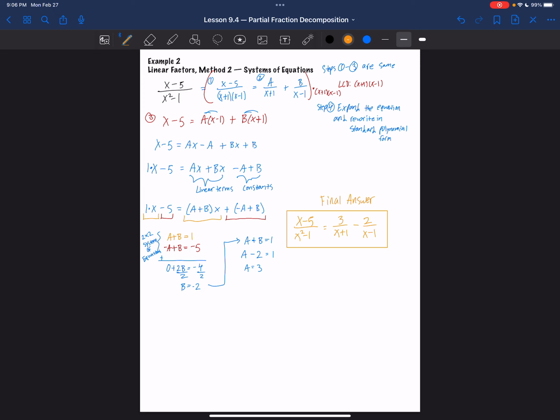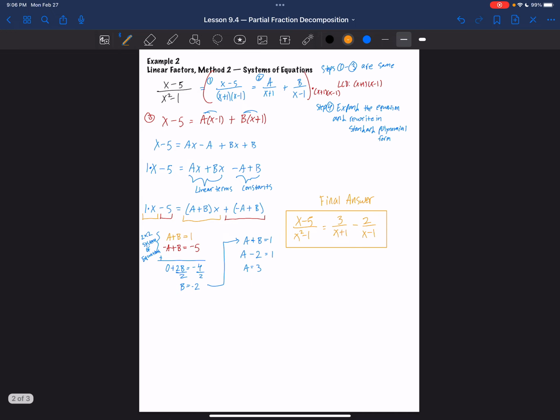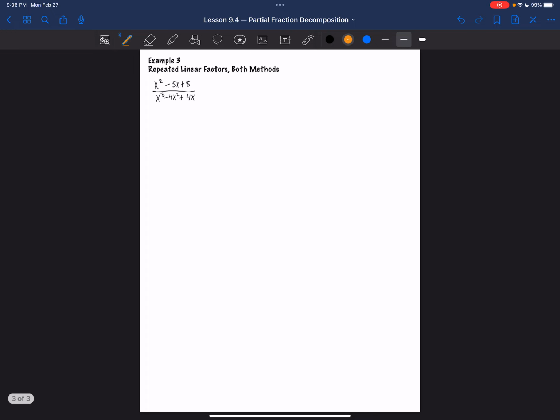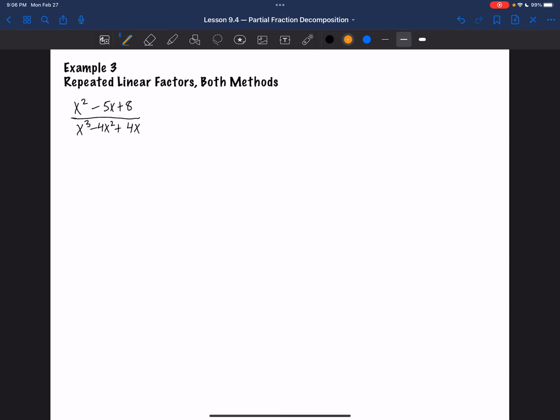Okay, now we would be done with the video, but we have a third example to talk about. And we've covered both methods, but we need to talk about repeated linear factors. Now, repeated linear factors, it's actually not that bad. Suppose I have, let's say this is x over (x plus 2) cubed. That's not example 3, but I just want to show you how this is going to decompose.